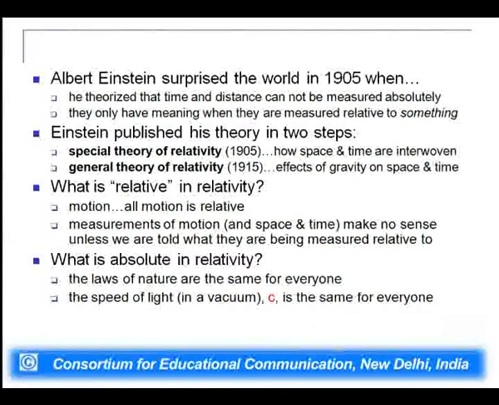Then what is the absolute in relativity? Absolute in relativity means the laws of nature are the same for everyone. And second, the speed of light in a vacuum, c, is the same for everyone. The value will not change at any cost. It will be the same for everyone. That is the absolute in relativity.